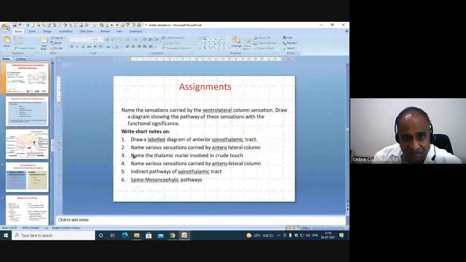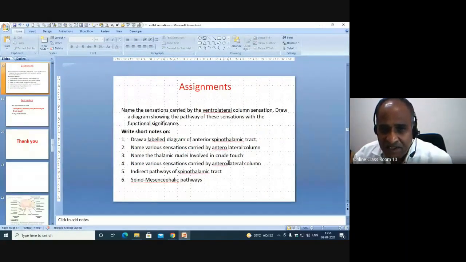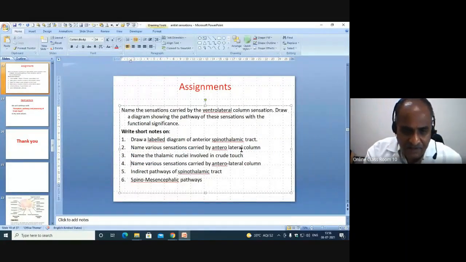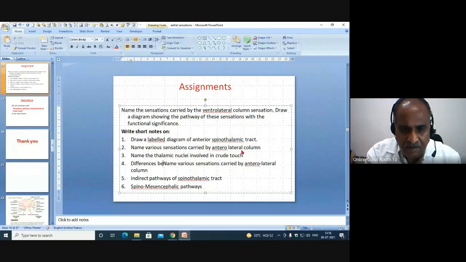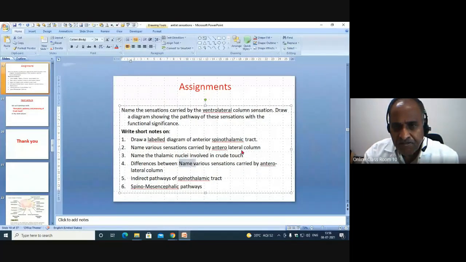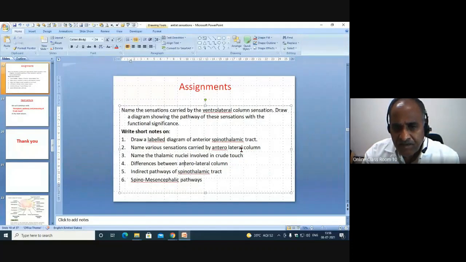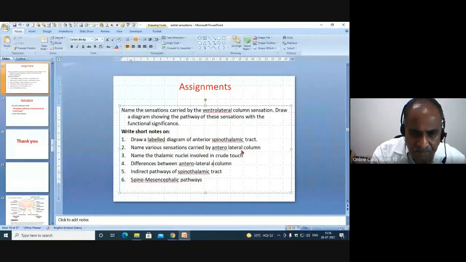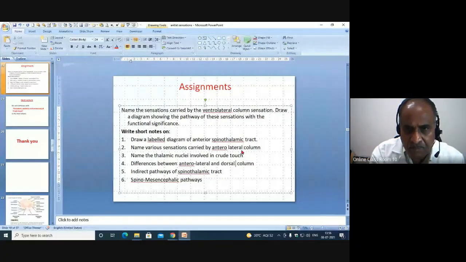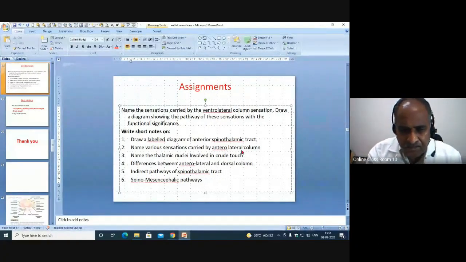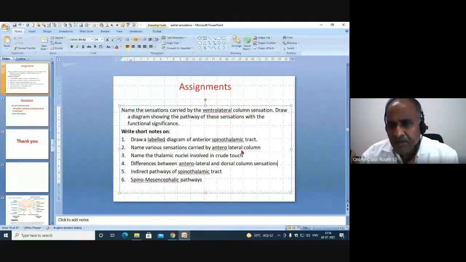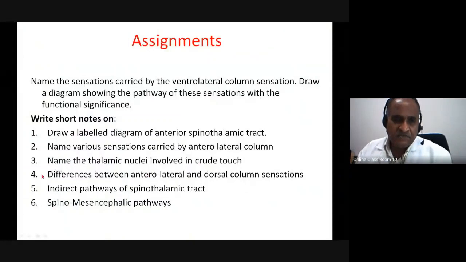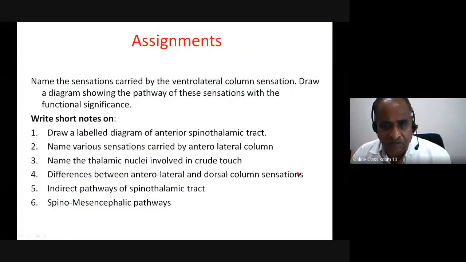I will add that maybe I will add a name various sensations of the differentiate. No. So I have already, so the differences between interlateral and dorsal column sensations, you're right.